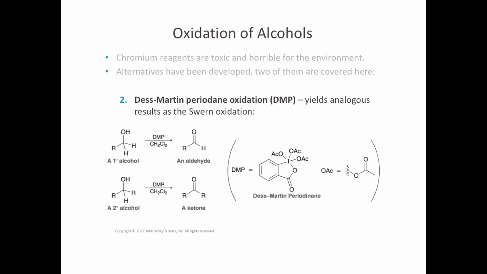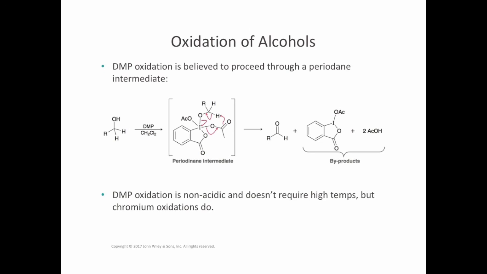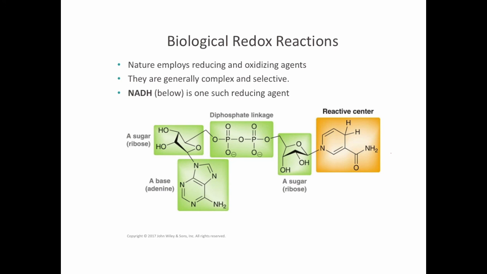Finally, the Dess-Martin periodinane oxidation, DMP, is similar to the Swern oxidation in that it will take a primary alcohol to an aldehyde. This is believed to proceed through this periodinane intermediate, but again, I won't test you on this mechanism.